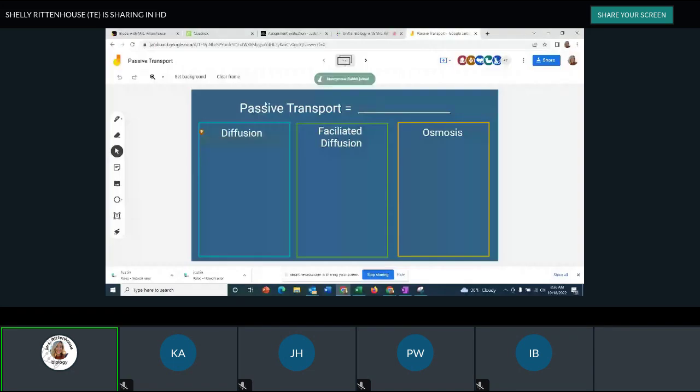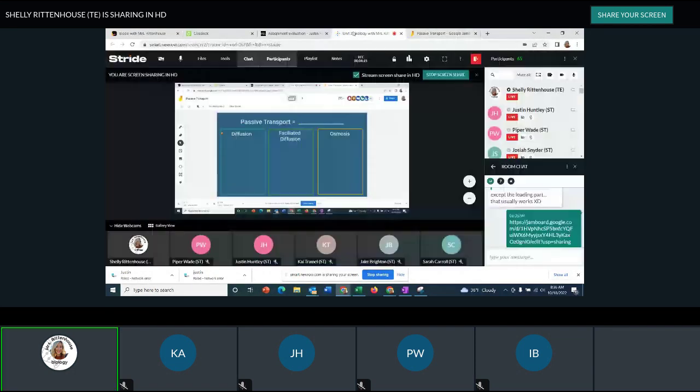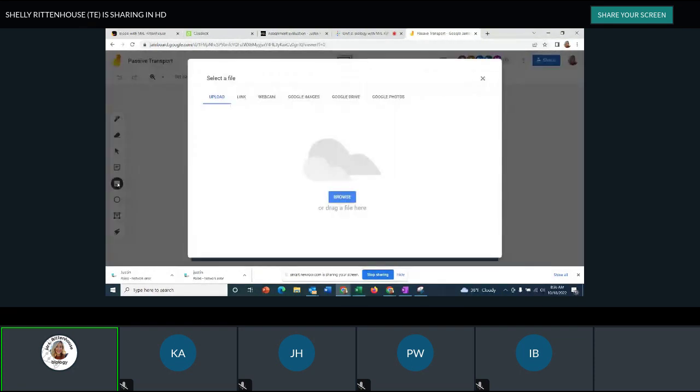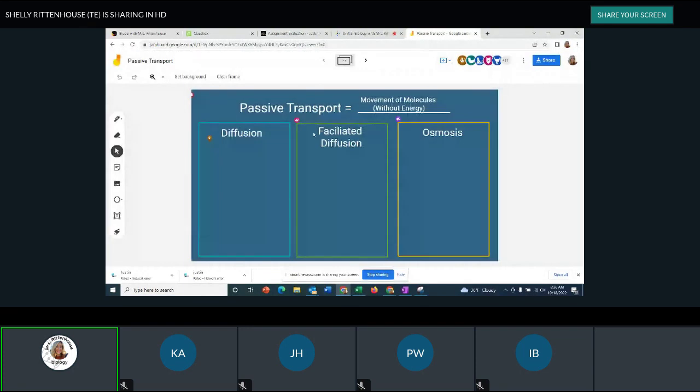We're going to go in here. Can everybody see my board? I'm seeing some of you join. Are you able to see? Yes. Okay. So go ahead and join that link. And what you're going to do right here is use the tools over here on the left: you can use shapes, you can add text, you can add pictures. I want you guys to tell me and show me the different types of passive transport. You teach me today.